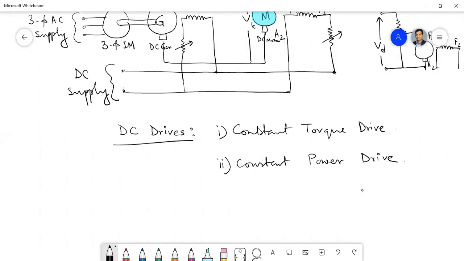Now here, when we control the armature voltage or the terminal voltage, what do we actually control? What about the torque and what about the power?